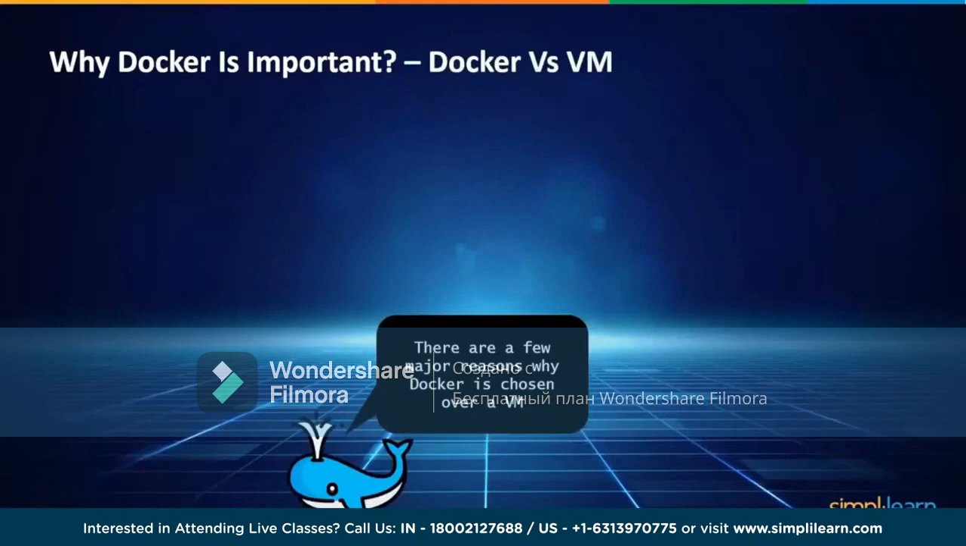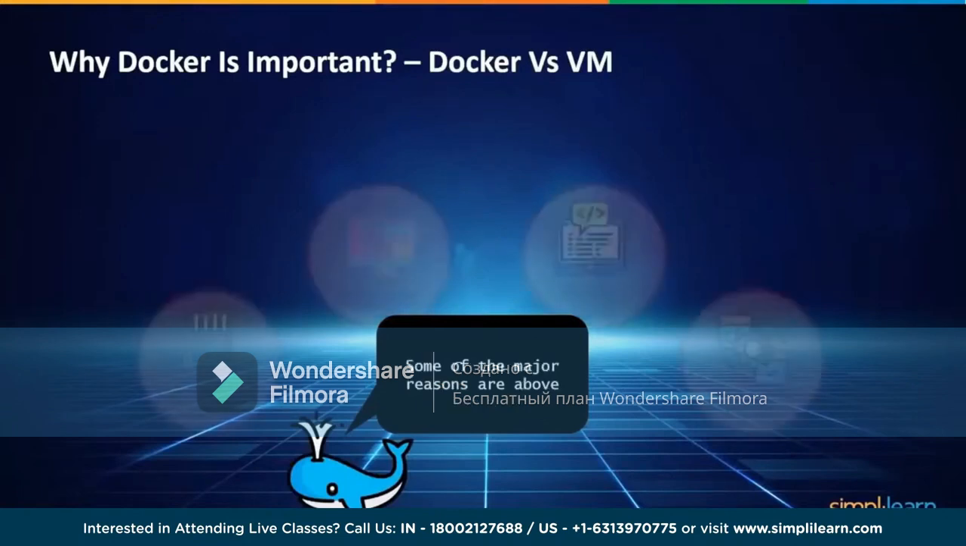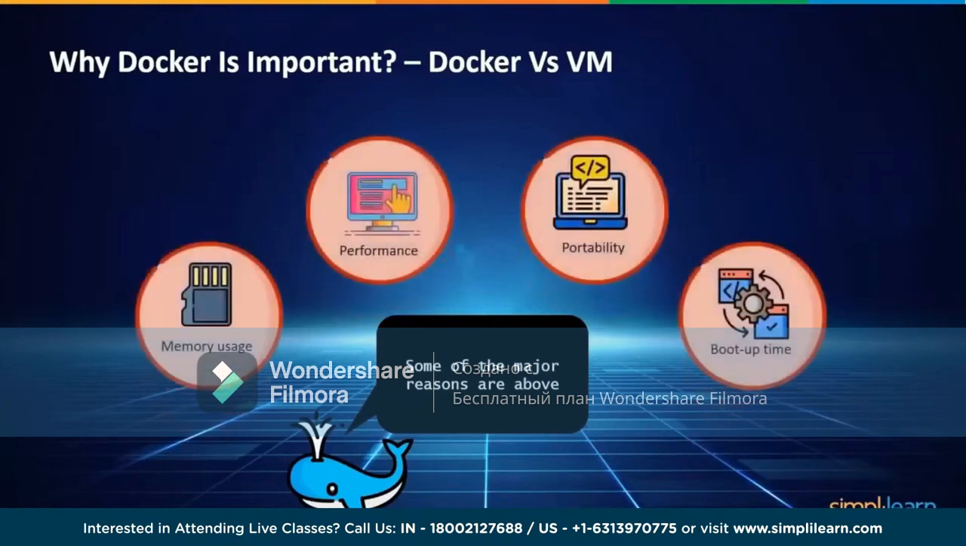So let's talk about the comparison between Docker and a virtual machine. There are very few reasons why Docker is chosen over a virtual machine, because a virtual machine is a full-fledged component which can take any kind of load. But there are still some cases in which we prefer Docker instead of a virtual machine. The very first one is memory usage. Docker has very low memory usage because there is no concept of a guest operating system, whereas virtual machines take a huge amount of RAM in order to keep that operating system up and running.